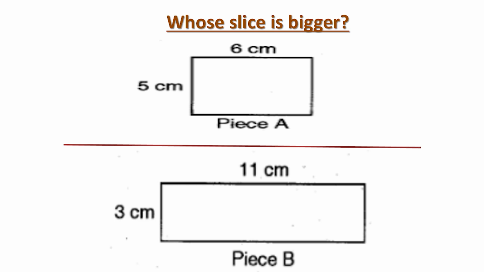In the same way, we can find out the area of piece B, that is of Ginny's aam papad. 11 into 3 equals 33. So, the area of piece B is 33 cm square or 33 square centimeter. So students, tell me whose slice is bigger? Is it 33 cm square or 30 cm square? Of course, it's Ginny's aam papad which is bigger than Parth's aam papad.